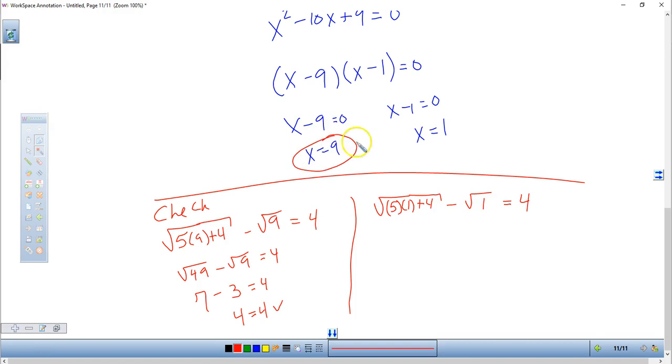So 9 works. Here I get 5 times 1 is 5 plus 4 is 9. Square root of 9 is 3. Square root of 1 is 1. 3 minus 1 is 2. 2 and 4 are not the same. That one's extraneous.